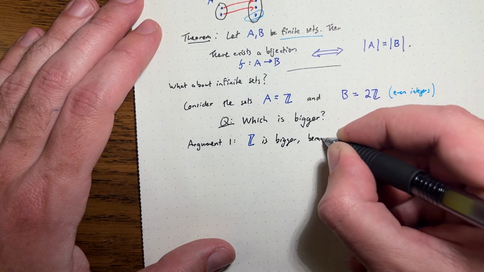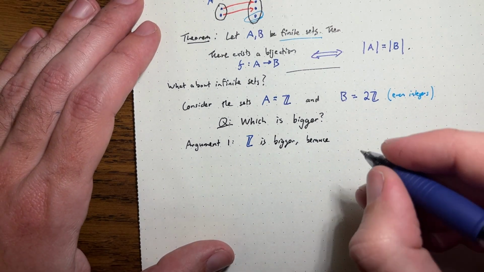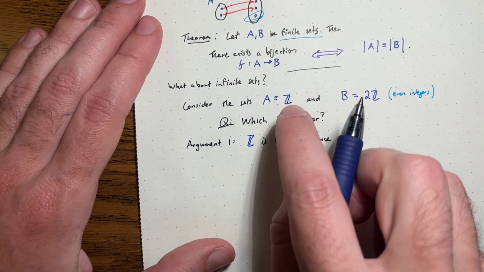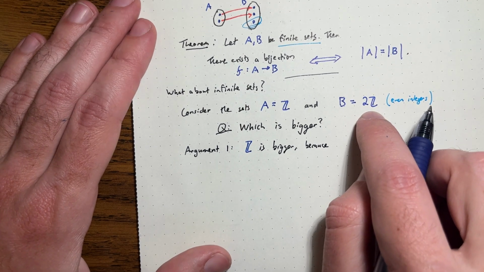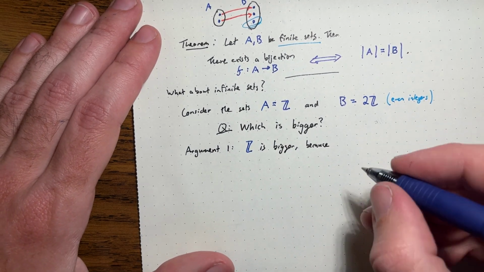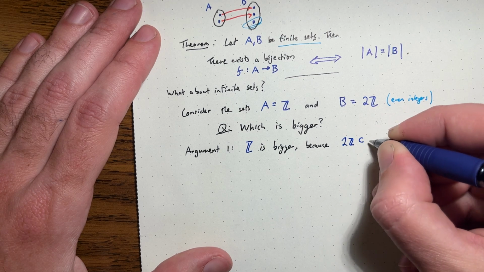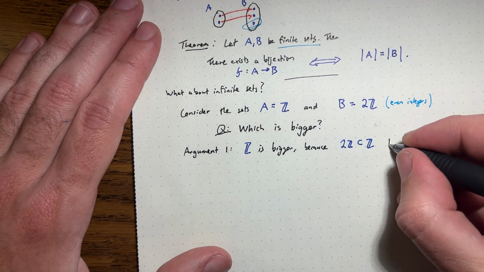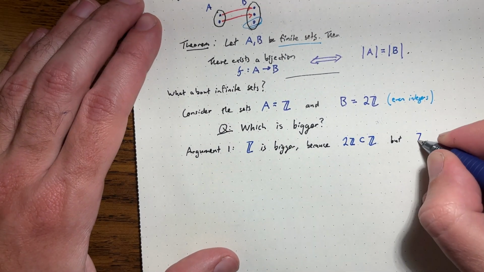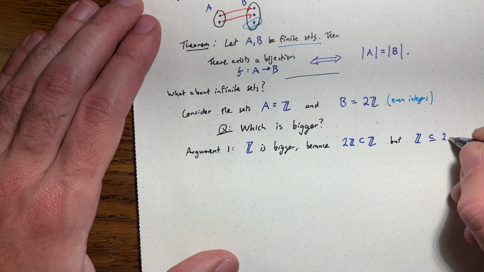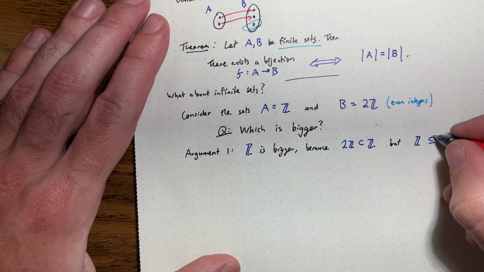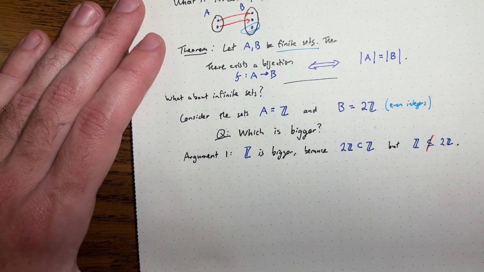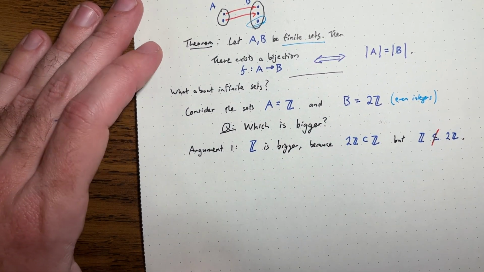Why? Because every even integer is an integer, but not every integer is an even integer. So this one contains things that this one does not. But this one's entirely contained in that one. So it's because 2Z, the even integers, are a subset of the integers. But the integers are not a subset of the even integers. There are more integers than even integers. That's a perfectly good argument.